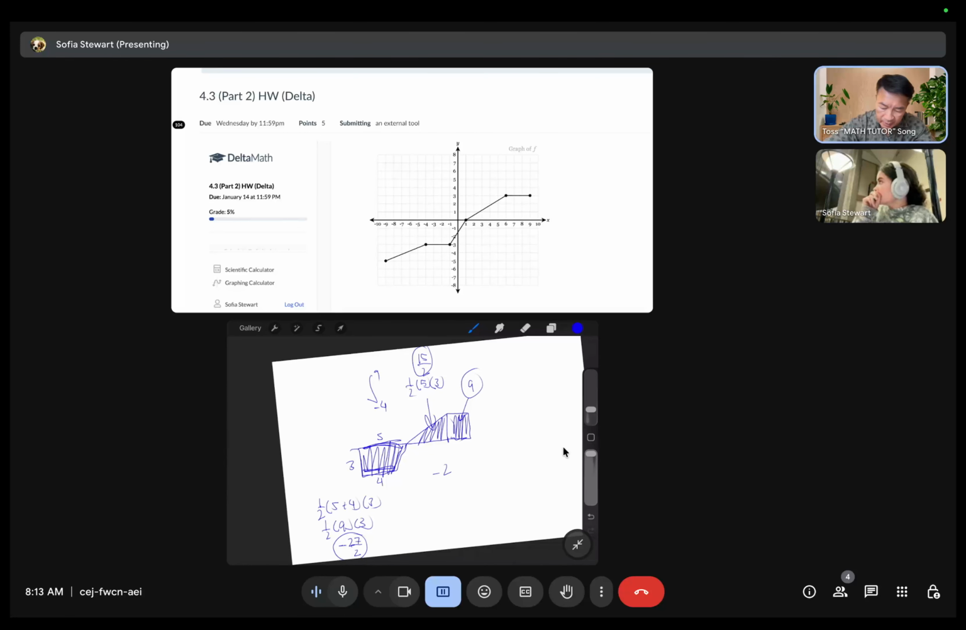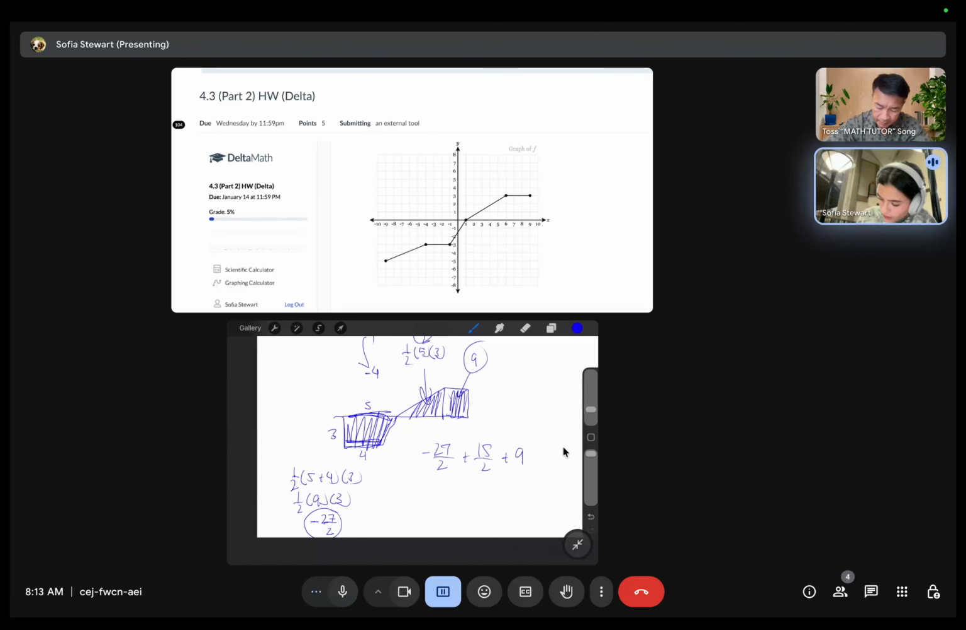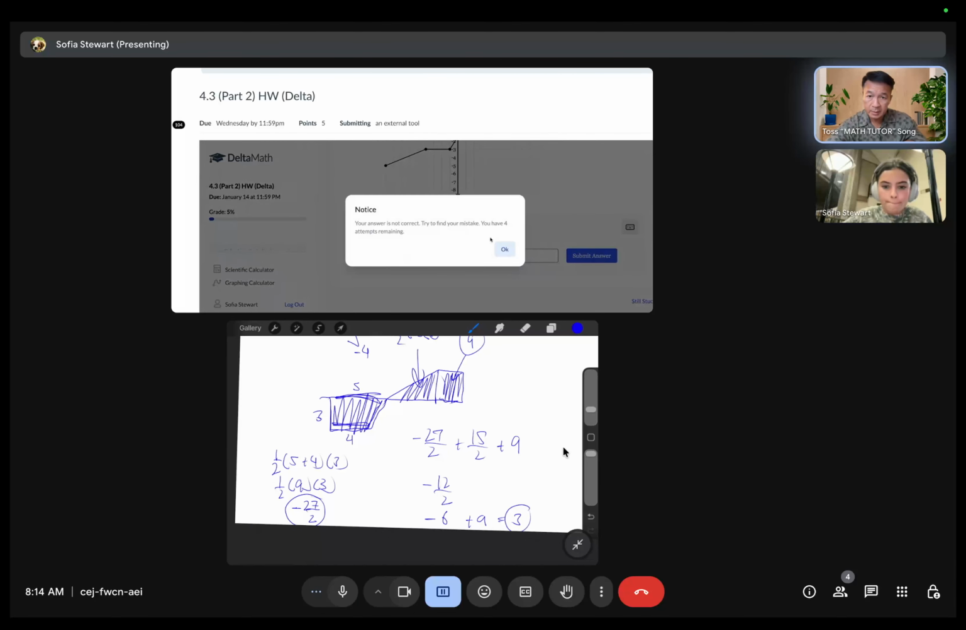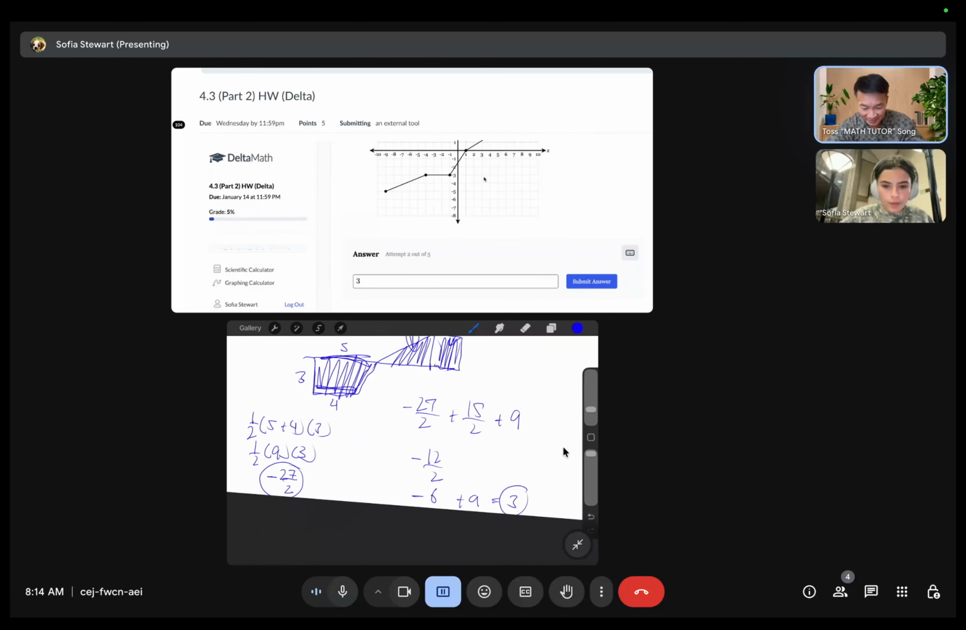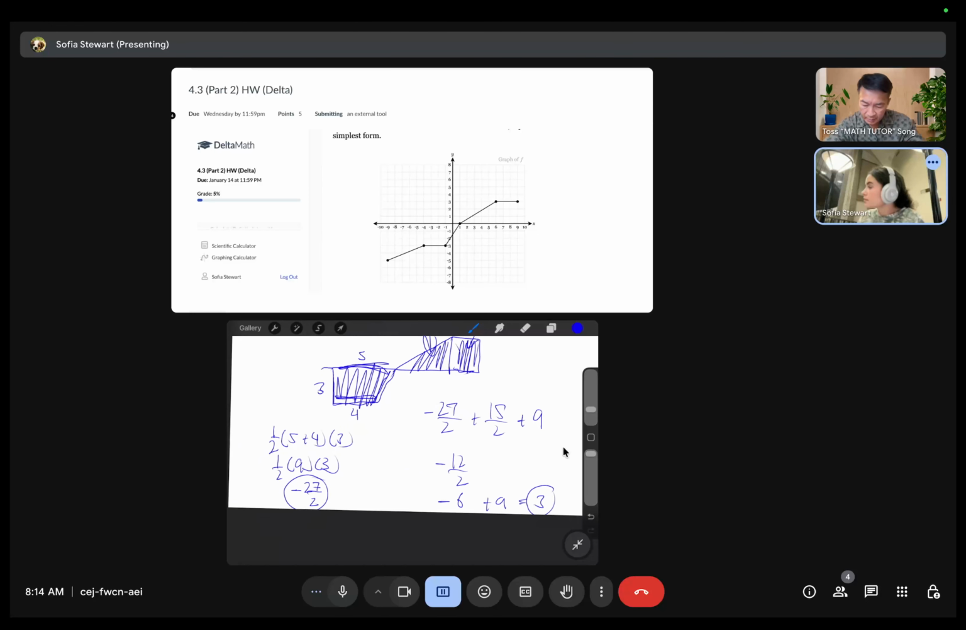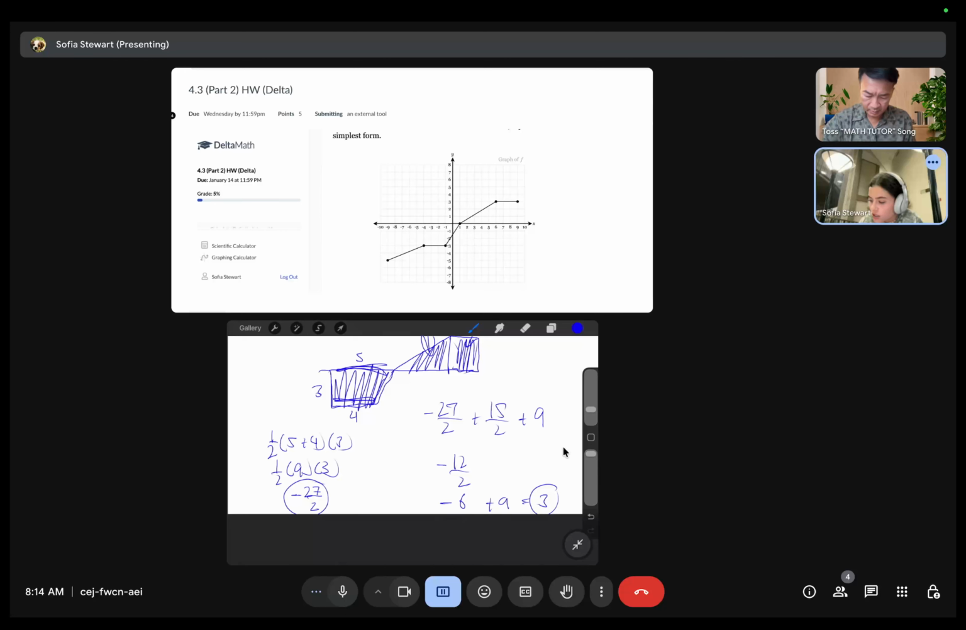So combine these here. -27 halves plus 15 halves plus 9. So it's negative 12 halves, which is -6, plus 9. 3? Is that right? No. Double check the math. Negative 27 halves plus 15 halves. Negative 12 halves and 14.